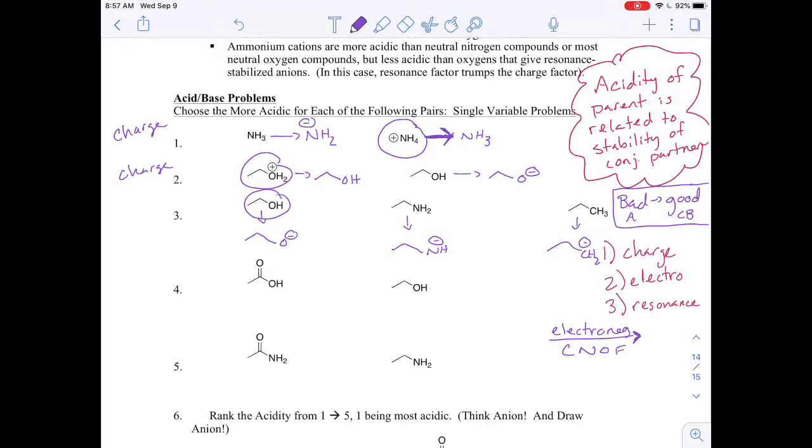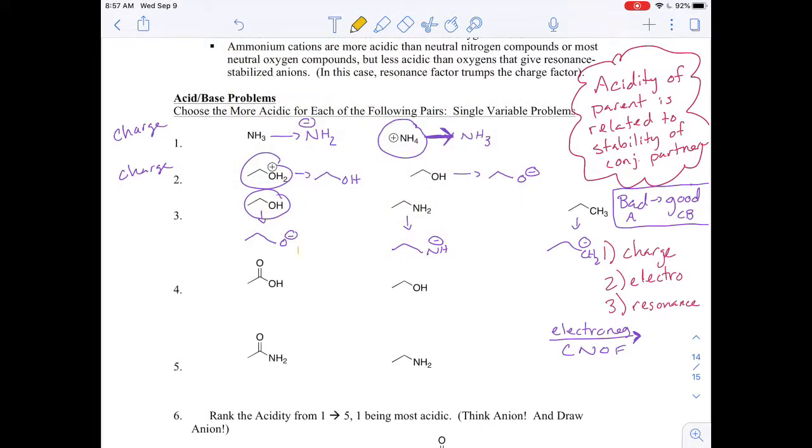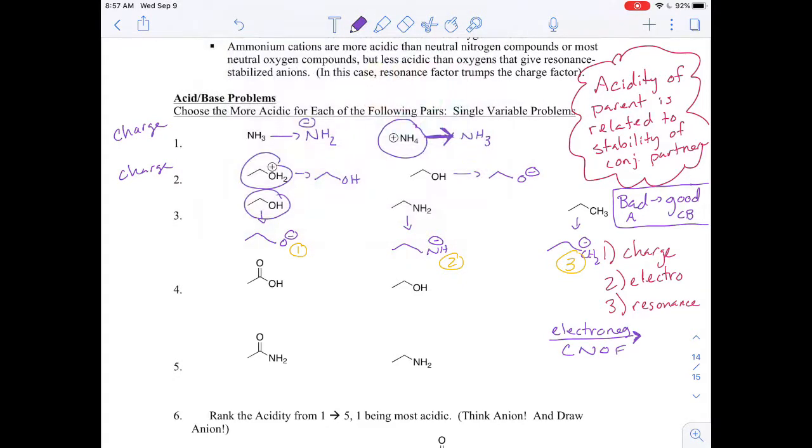So if I ranked these in stability, this would be number 1, this would be 2, and this would be 3. Why? Because here's oxygen, here's nitrogen, here's carbon. Okay? The more electronegative it is, the more favored and stable it would be if it has a negative charge on it. Okay? Let's keep going. Next one.